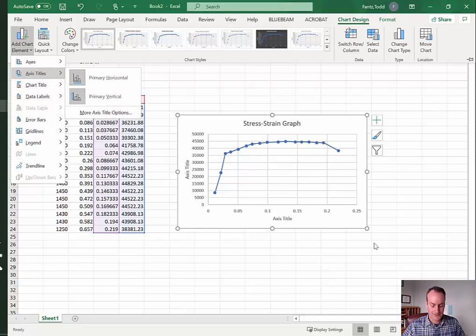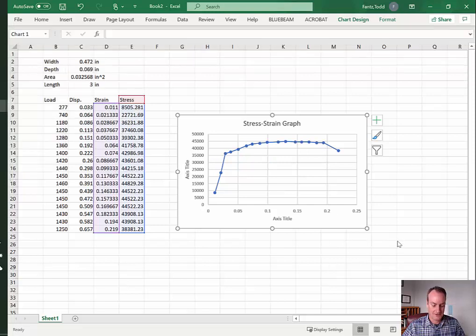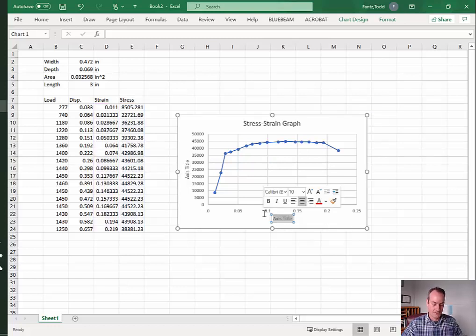So it's one extra step. I think some programs may make you do that if you don't have it right there. But once they're showing up, now I can label these. So on the horizontal, we're calling this the strain. The units of strain were inches per inch. And on the vertical axis, we're going to call this our stress.